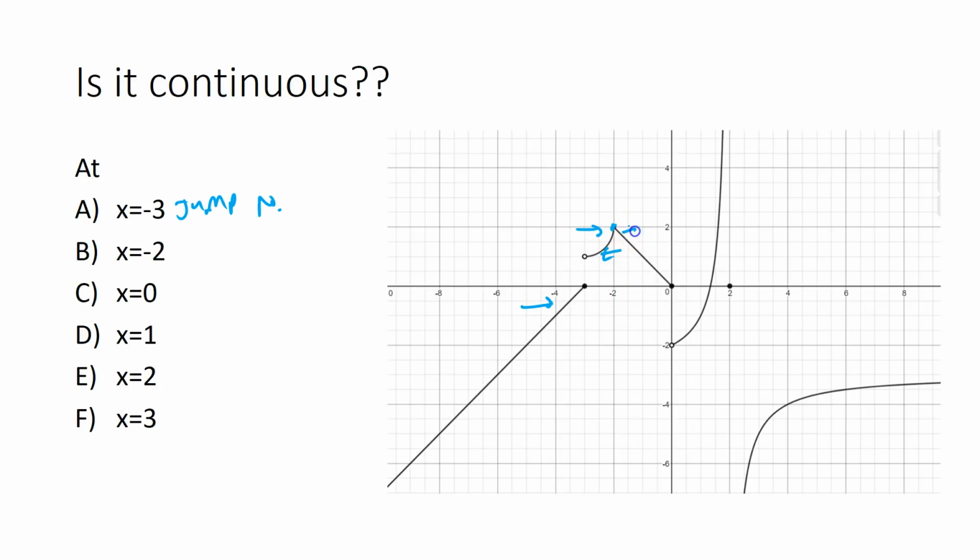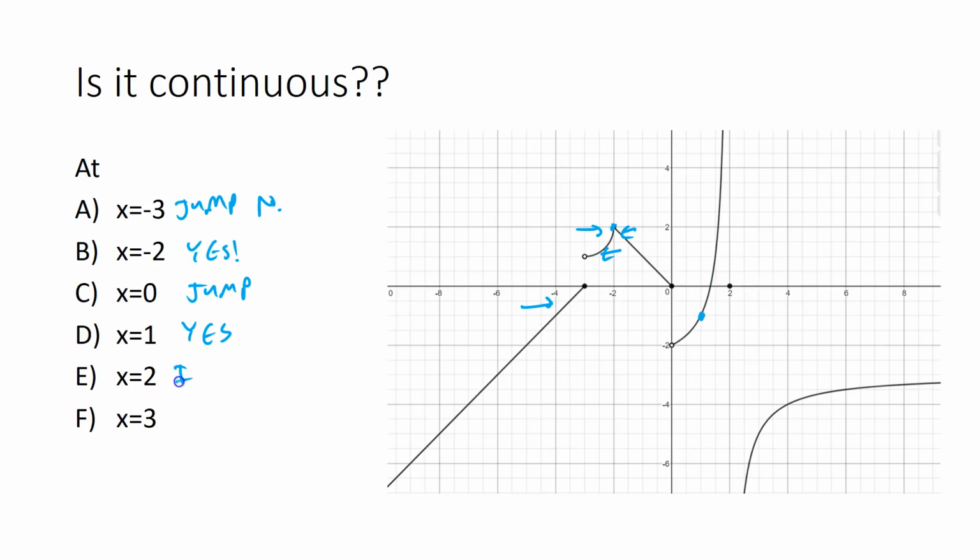At negative 2, yeah, that's fine. From the left and from the right, both values are approaching 2, and that is the function value. So yes, continuous at 2. At 0, we have a jump, so that's a no. From the left side, we're approaching 0. From the right side, we're approaching negative 2. At x equals 1, yeah, that's a continuous part of the function, sure. You can draw right through it without lifting your pencil.